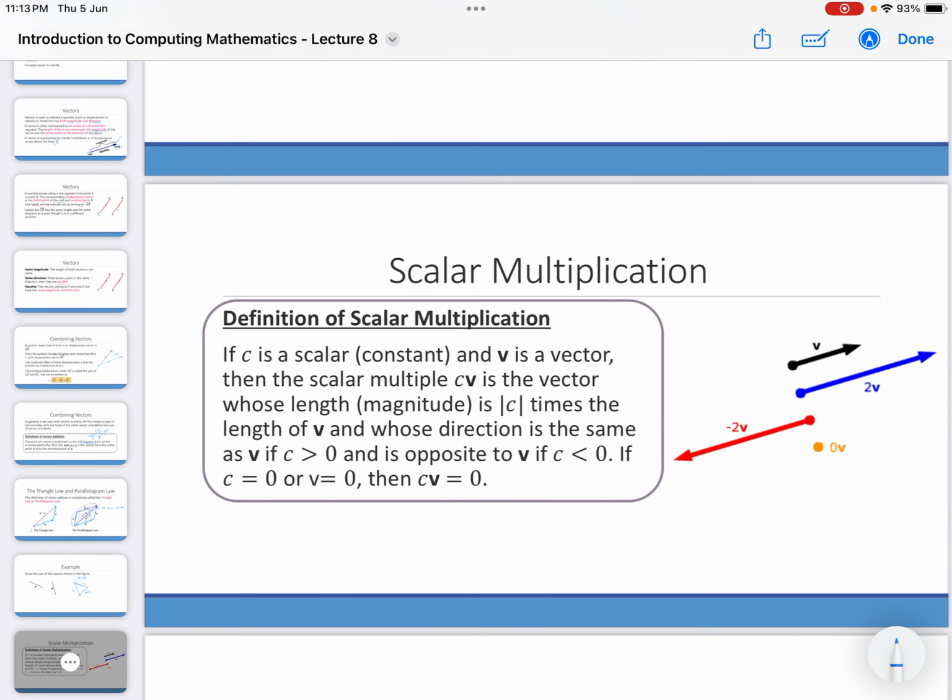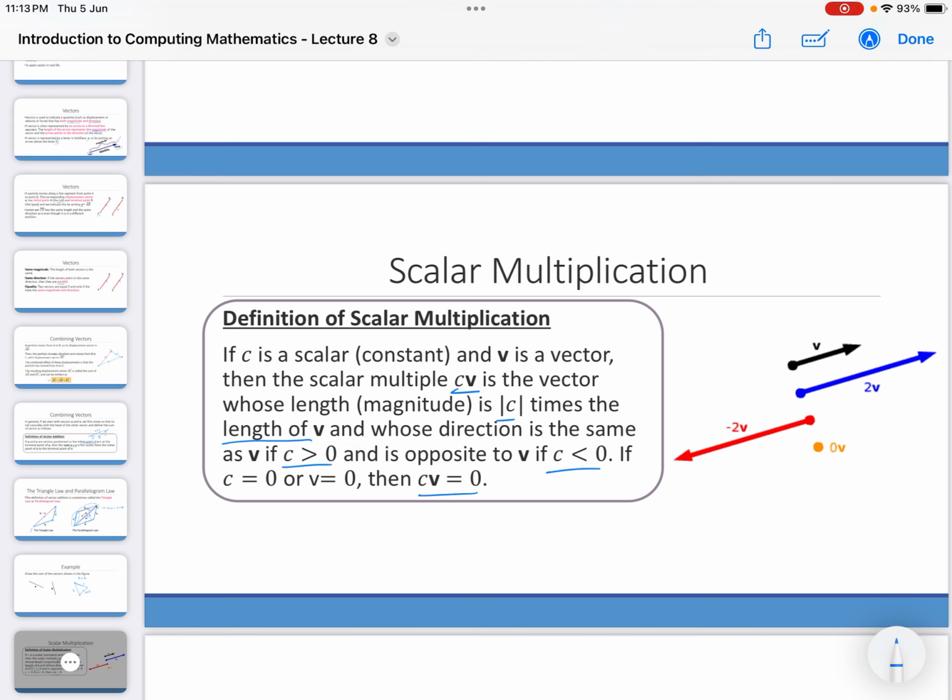Okay, next we will look at scalar multiplication. If C is a scalar or some constant value and V is a vector, then the scalar multiple CV, C times vector V, is the vector whose length or magnitude is the absolute value of C times the length of V, and whose direction is the same as V if C is positive and is opposite to vector V if C is negative. And if C equals 0 or vector V equals 0, then C times V equals 0.